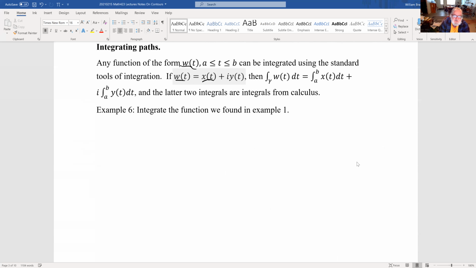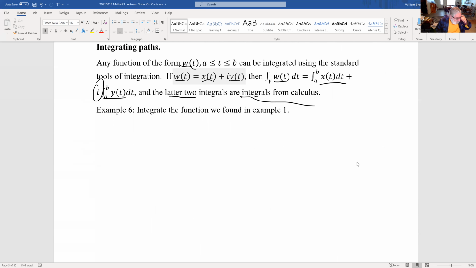If w(t) is x(t) plus i y(t), then the integral around gamma of w(t) is this integral plus this integral. And the latter two are just integrals from calculus. So complex integration just boils down to calculus integration, except you've got this i floating around on one of the two things.